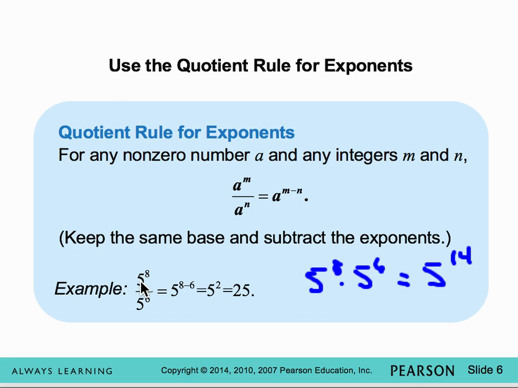Okay, now think about what this means. This means this is 5 multiplied times itself 8 times.